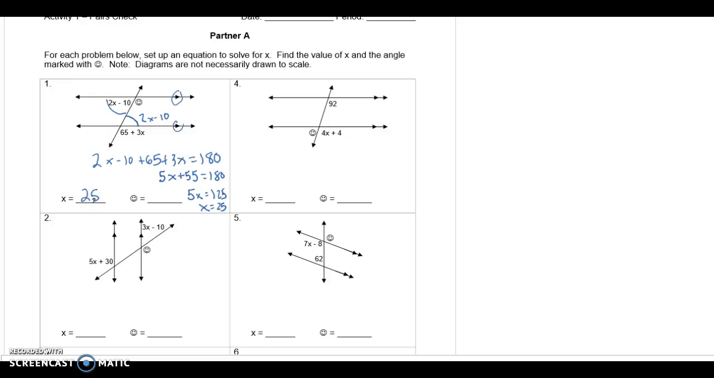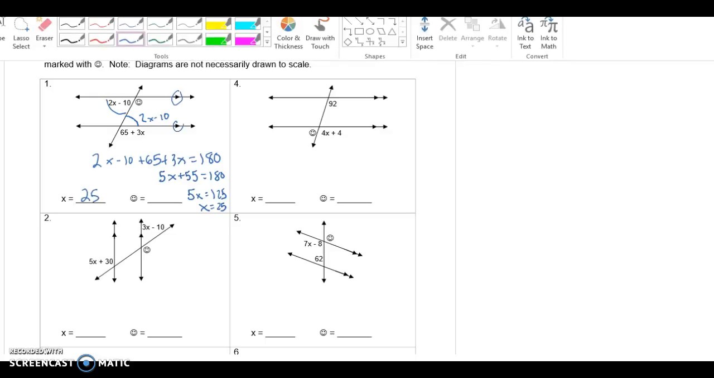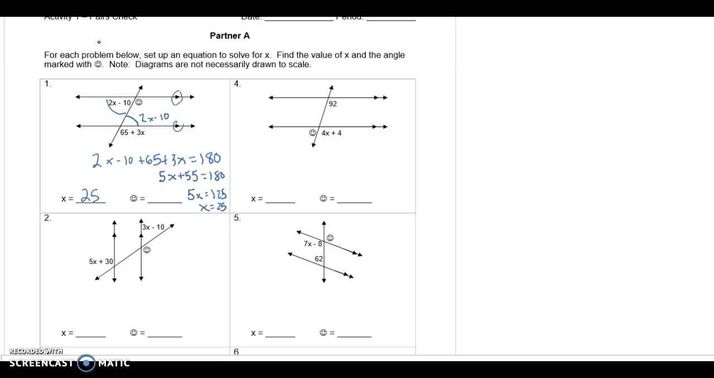I want to find also the smiley face angle. So another way to do that is I can find 2x minus 10 and find the supplement, but there's an easier way to do that. I can look at these two angles right here, and I know that those have to be equal because they're corresponding. So when I plug in 25 into this angle, I'm going to get 65 plus 3 times 25, which is 75, which gives me 140. So then the smiley face angle must be 140 degrees.